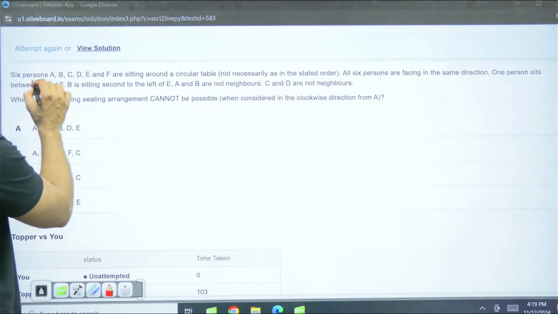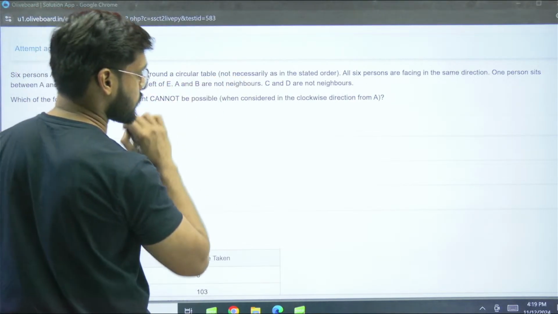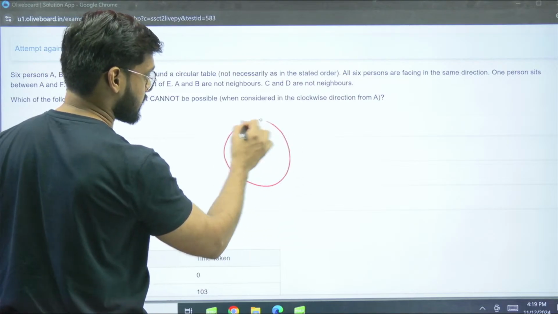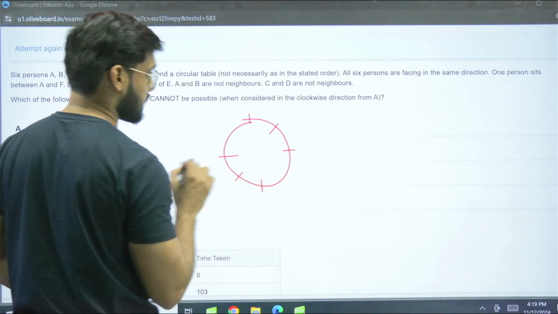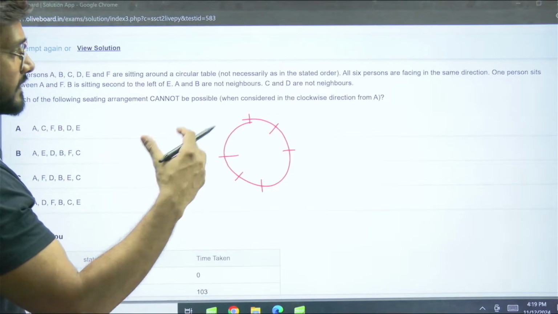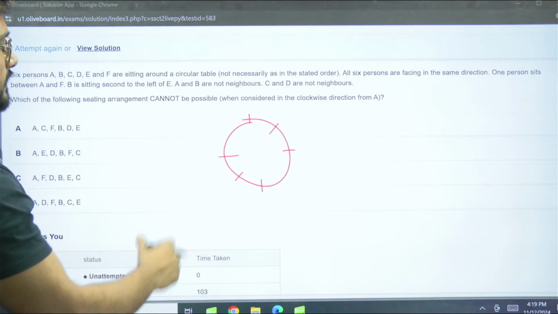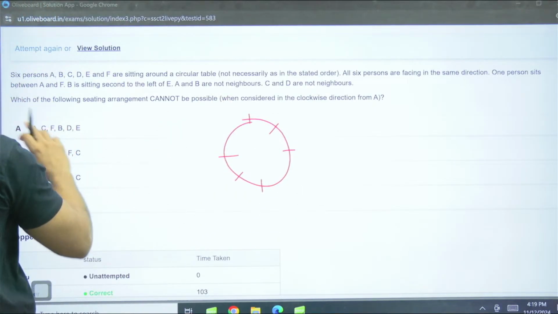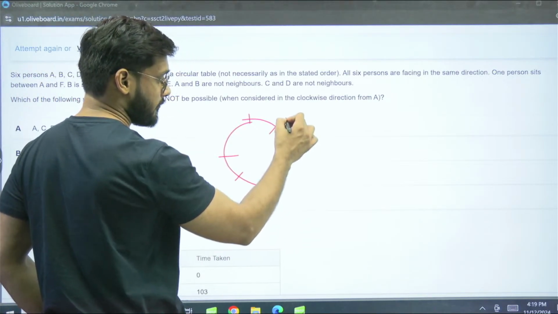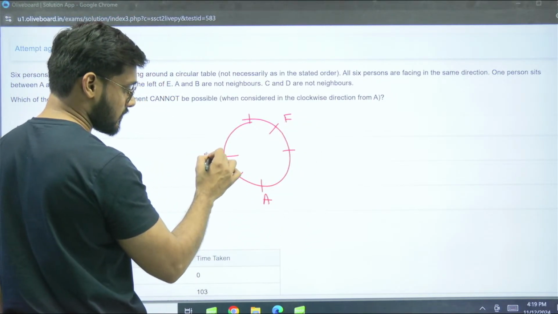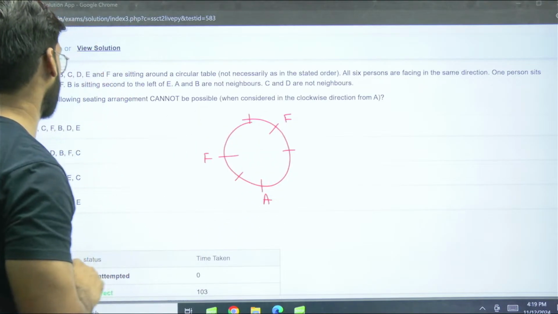We have 6 persons A, B, C, D, E, F sitting around a circular table. Positions 1, 2, 3, 4, 5, 6. All 6 are facing in the same direction, that is inside or outside. One person sits between A and F. Okay. Now, if I fix A over here, then F can come here and F can come here as well, because one person is sitting between A and F.